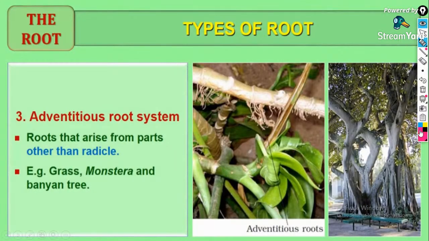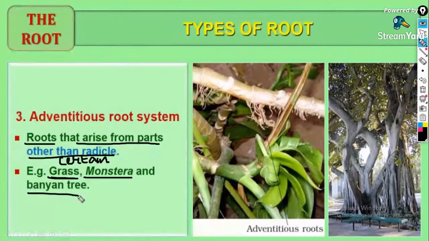Next is adventitious root. I already explained to you that the type of roots that arise from other parts of the plant than the radicle, we call the adventitious root. For example, certain grasses, okay, not all the grasses, in all the grasses you will see what? Fibrous root system. In certain grasses, Monstera, banyan tree, you will see adventitious root. Adventitious roots may originate from the node or the internode of the plant.